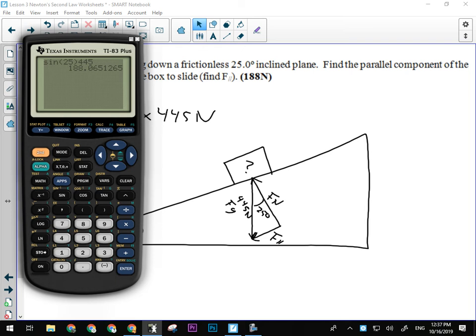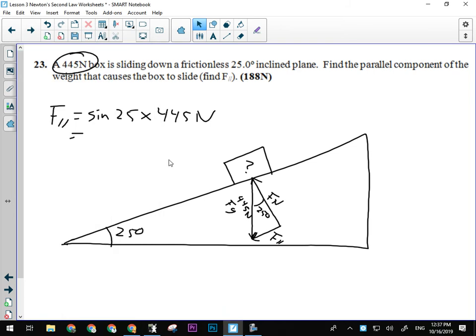Now, do I need to put a direction on that? Is force a vector quantity? Then I need to put a direction on that. What direction does F parallel always act? Down the ramp. Right. Not down. Down the ramp. They're different. So 188 newtons down the ramp.